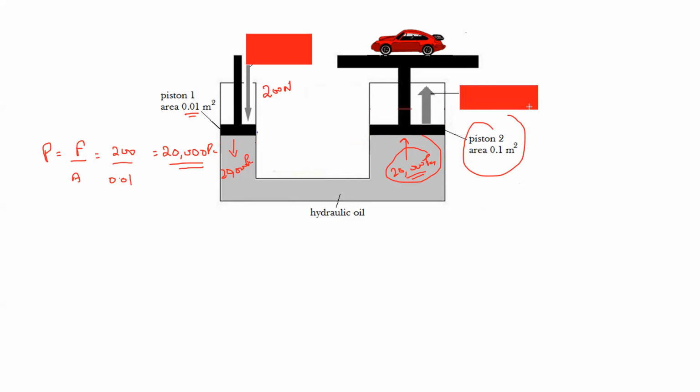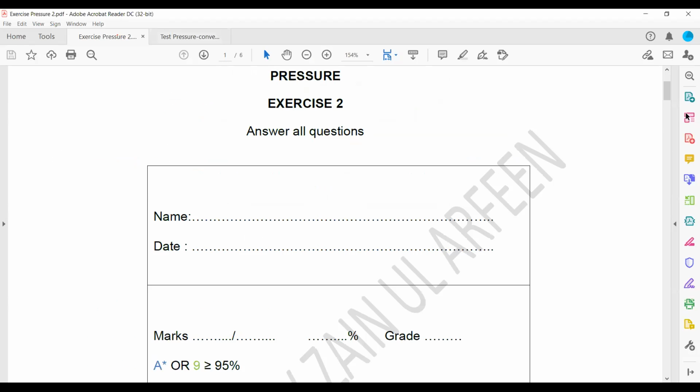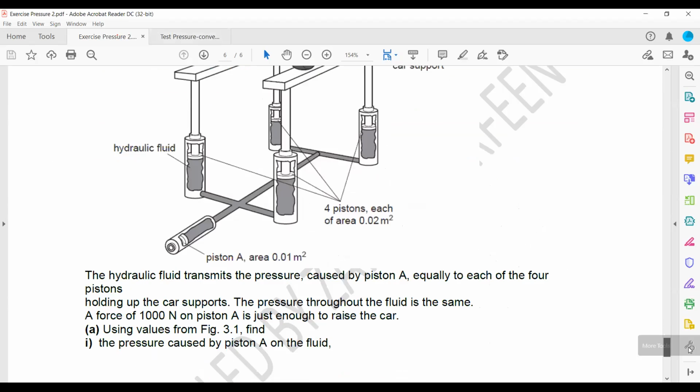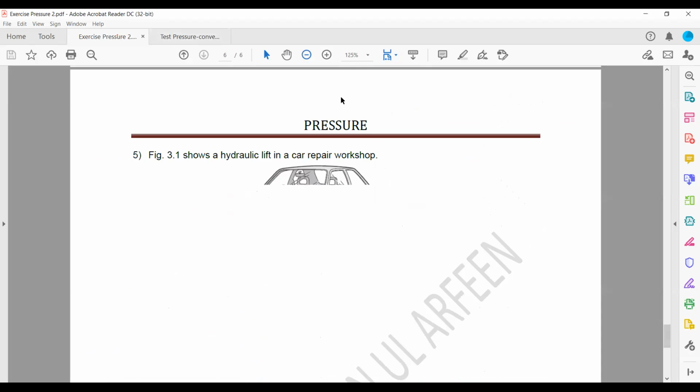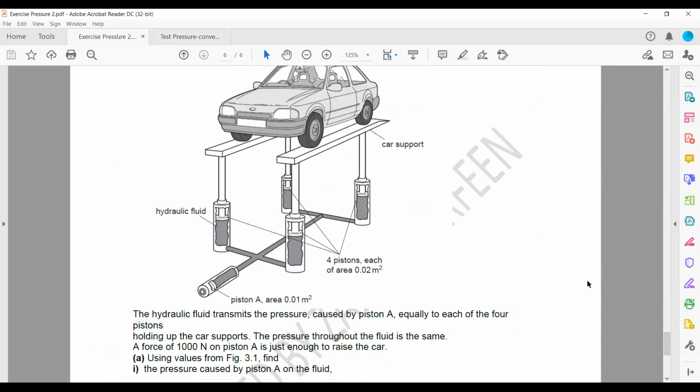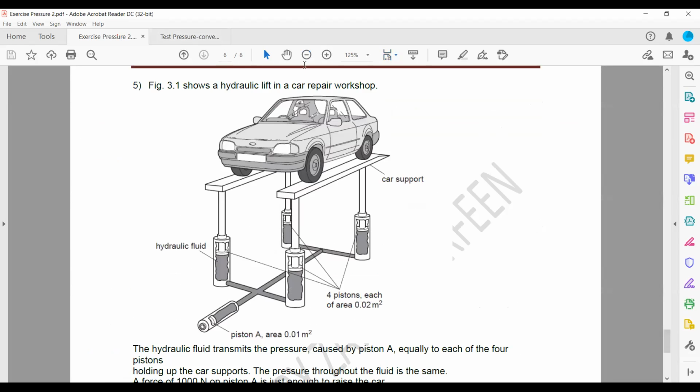So according to Pascal's principle, the pressure exerted on the liquid will always be the same as the pressure exerted by the liquid. The forces might be different. For example, maybe you have seen this hydraulic lift at a tire repair shop or a garage.